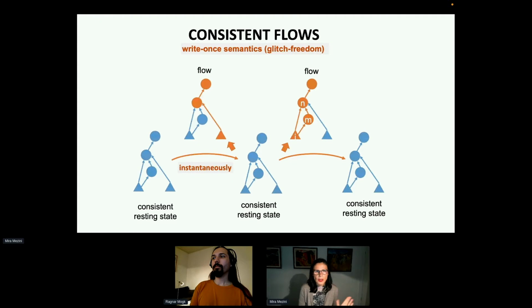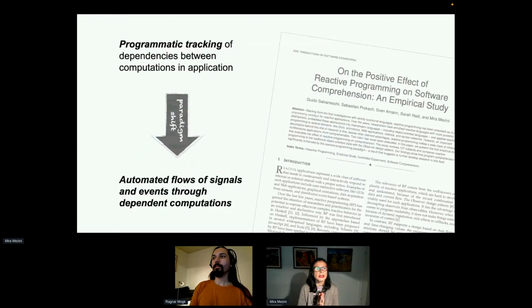Okay, so far we can summarize by saying REScala replaces the programmatic tracking of dependencies between computations in an application with an automatic propagation of changes through dependent computations. And we have also done some preliminary empirical and user studies. Here is the publication of one of them, showing that this has a positive effect on the design of the application, but also makes it easier for developers to comprehend what's happening.